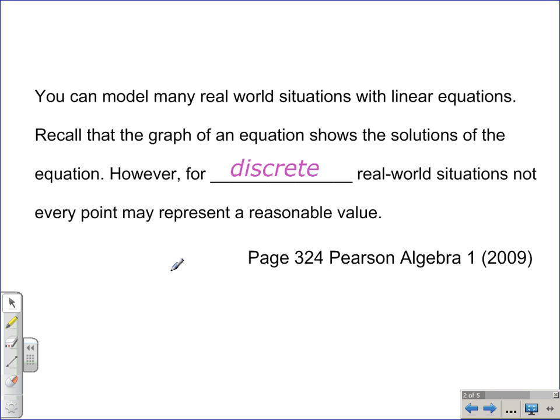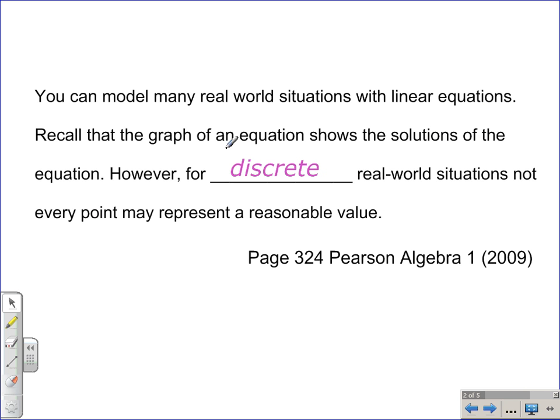You can model many real-world situations with linear equations. Recall that the graph of an equation shows the solutions of an equation. However, for discrete, real-world situations, not every point may represent a reasonable value. So there's one of those key words, discrete. Not every point may represent a reasonable value.